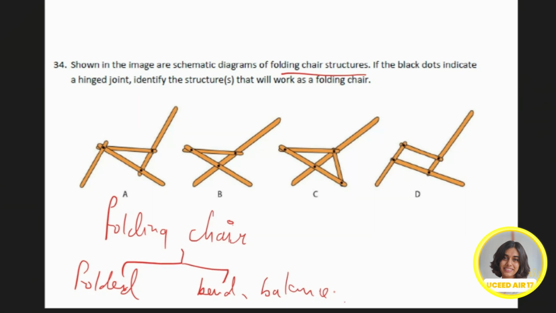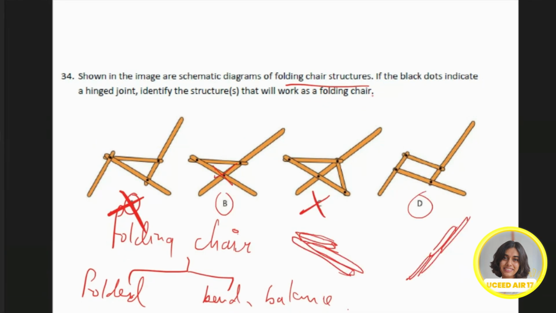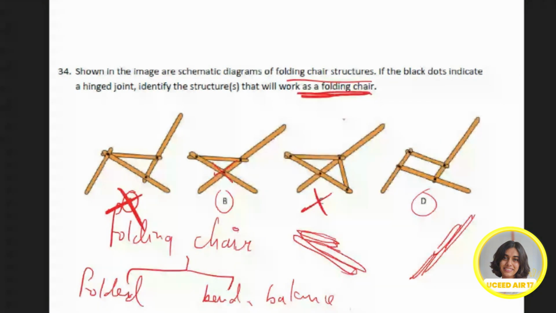To solve a mechanical question, you have to think in this way: what is the function of this? What are the things I need to take care of in order to mark that answer? If you read the question, if the black dots indicate a hinged joint, identify the structures that will work as a folding chair. Now that they have said that, we have to think more about folding.